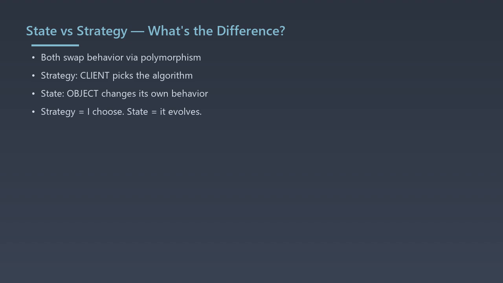People always ask, state and strategy look the same. They both swap behavior using polymorphism. Here's the key difference. In strategy, the client chooses which algorithm to use. I want to sort by name or by price. In state, the object itself transitions between states automatically. An order goes from new to shipped to delivered based on events, not client choice. Strategy is about choice. State is about life cycle. Same structure, completely different intent.